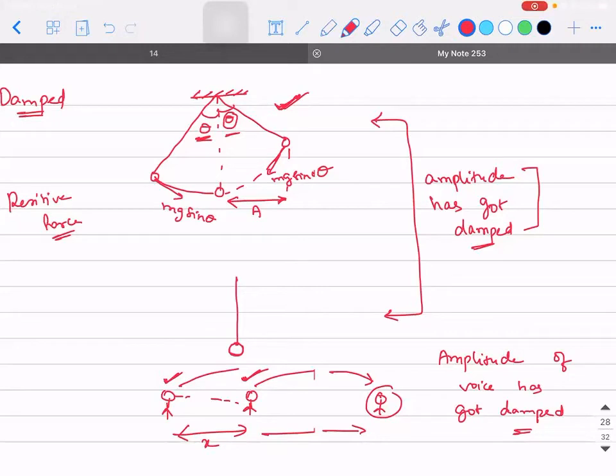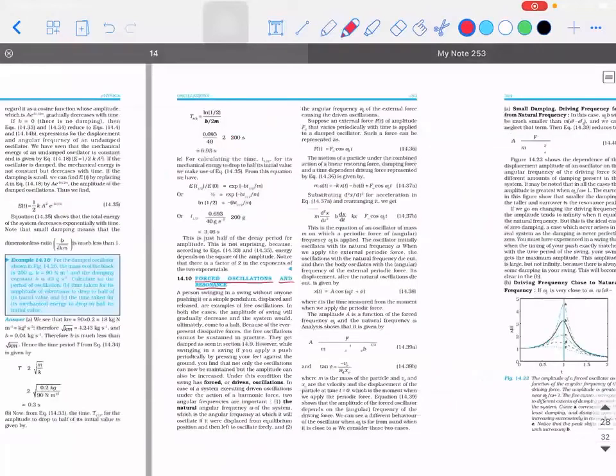For your voice to reach him, you need to start shouting. Shouting means increasing your loudness, which means increasing your amplitude. So damping has something to do with which parameter? Amplitude, of anything. It can be an oscillation or it can be a wave. Since it is given in this chapter, I'm explaining with the context of oscillation, but damping can be anywhere.